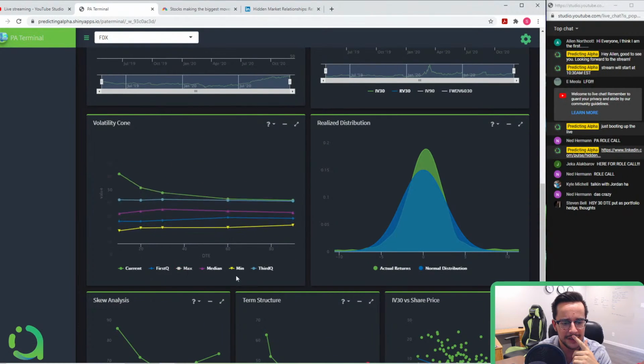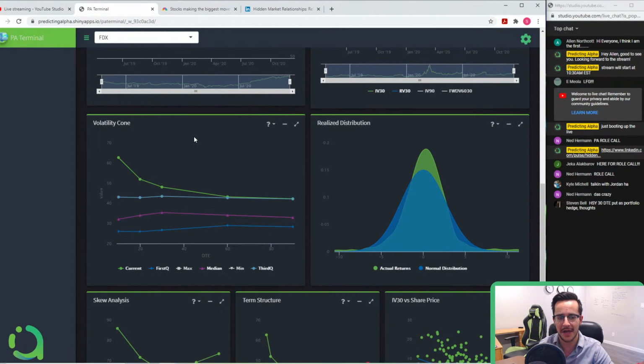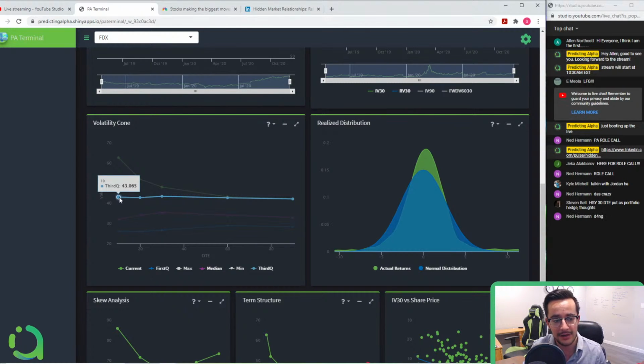Taking a look at the volatility cone, if we take off the max and min to get rid of those outliers, we can see that the near dated volatility is significantly above the third quantile. What does this mean? It means that for the near dated options, we are seeing a level of volatility significantly higher than what we see 75% of the time. So we are seeing this massive, massive volatility.